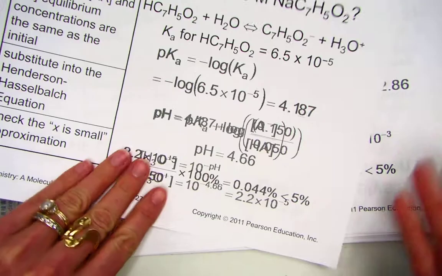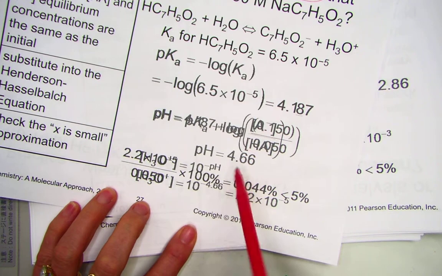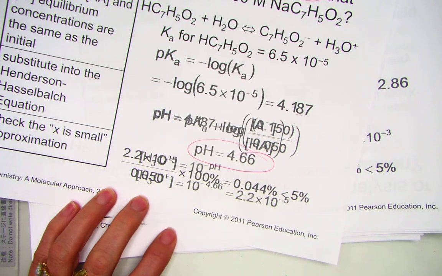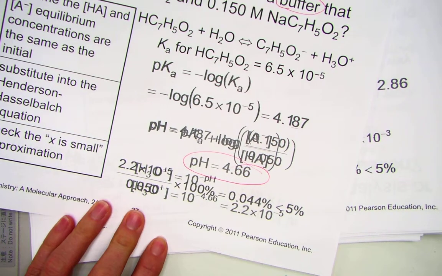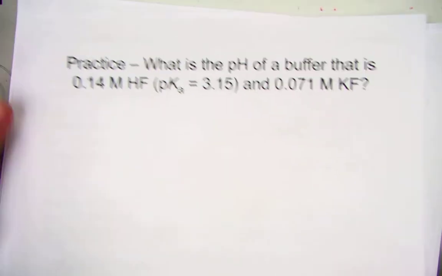Let's see. Oh, 4.66. I was trying to see. There's a lot of writing on here, but we did get it right. 4.66 comes out to be the answer. So again, it validates our 5% rule. Let's try another.